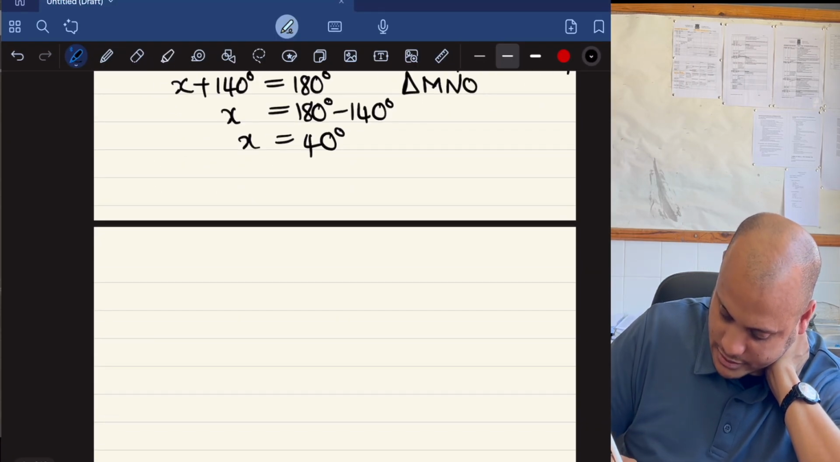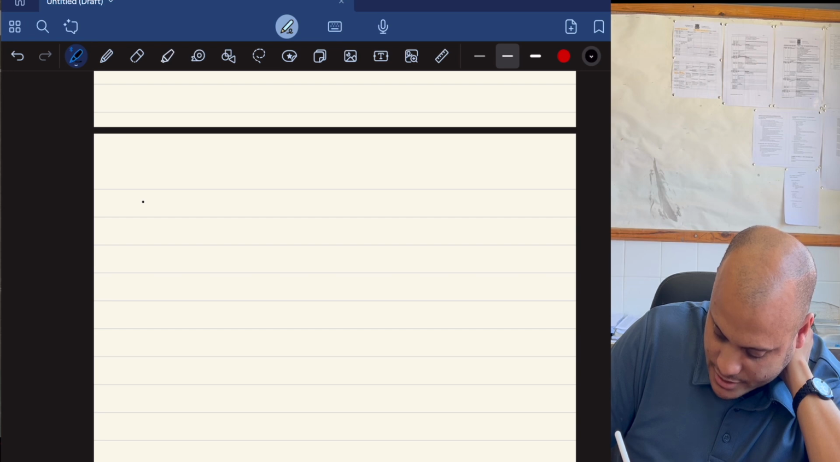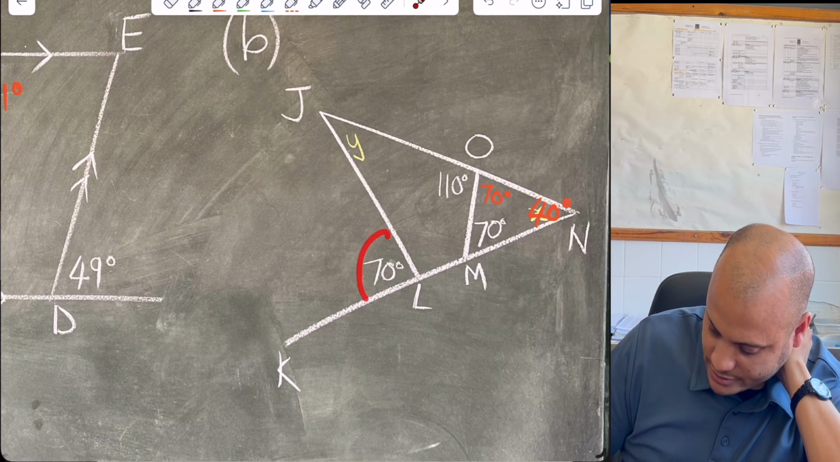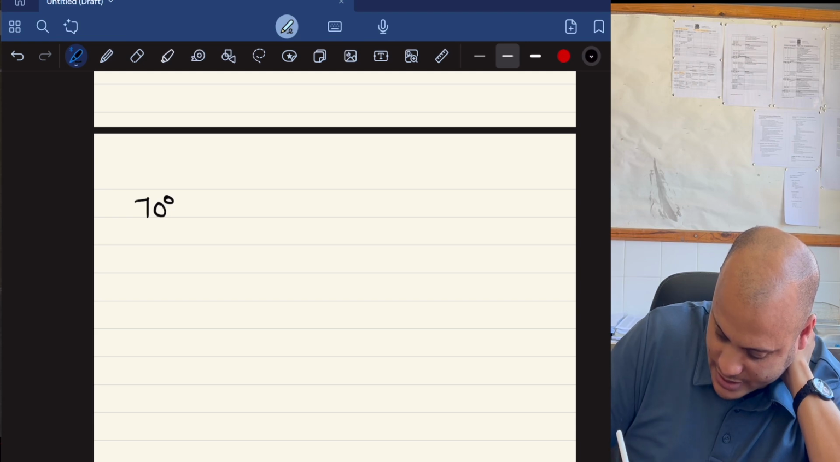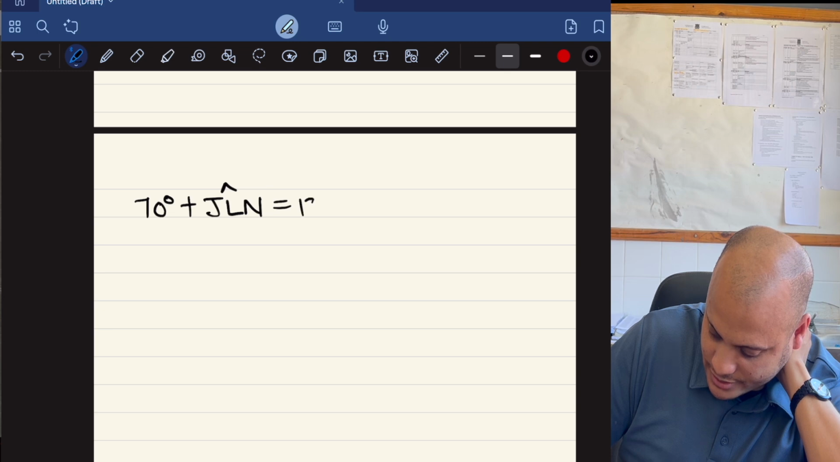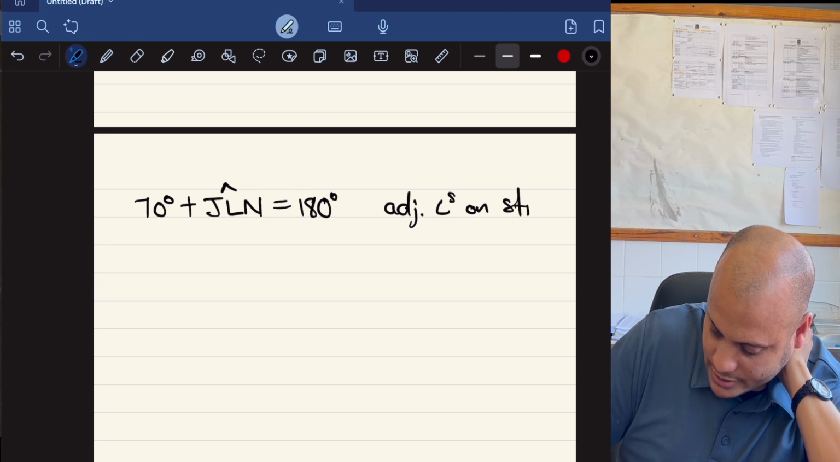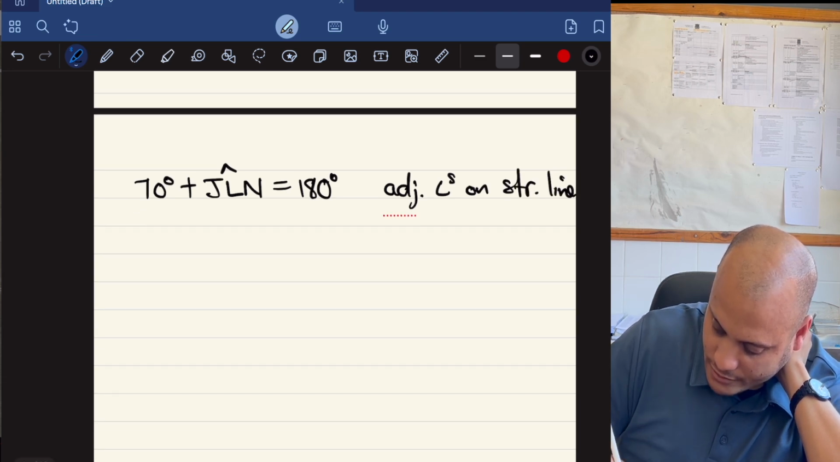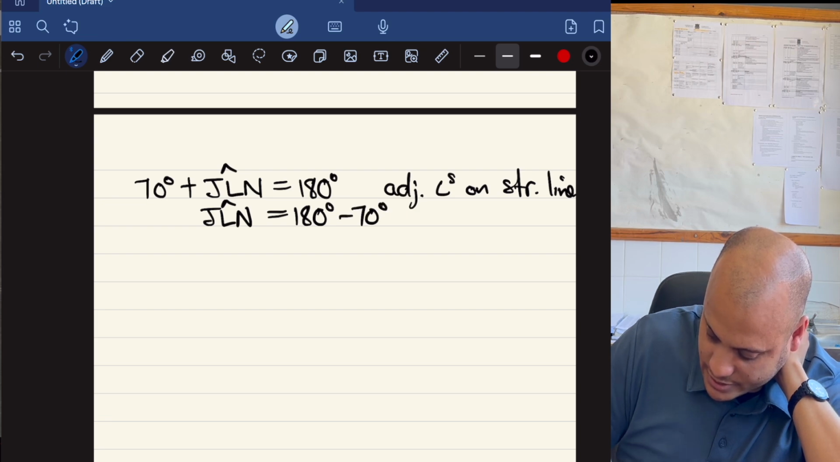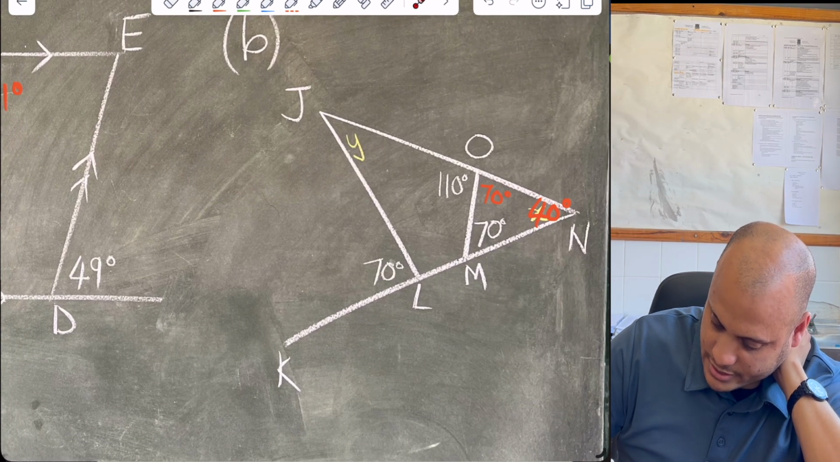So let's say that 70 degrees, which is the exterior angle here, plus this guy here, so plus JLN is equal to 180 degrees. Reason is adjacent angles on a straight line. And then of course we can subtract 70 from both sides, or take the 70 over, becomes minus 70 degrees, so that of course gives us 110 for JLN. So JLN is 110 degrees.